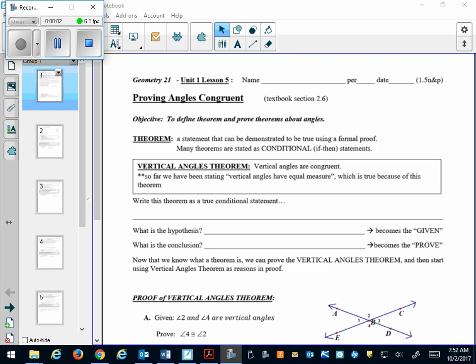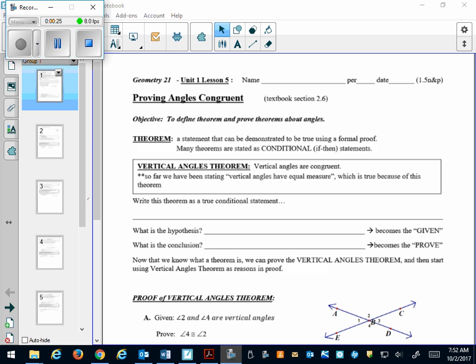All right, so this is lesson 1.5. The first thing that we really want to get our head around here is the definition of a theorem. We've talked about before what a postulate is, right? And a postulate was something that we accepted as being true without proving it.